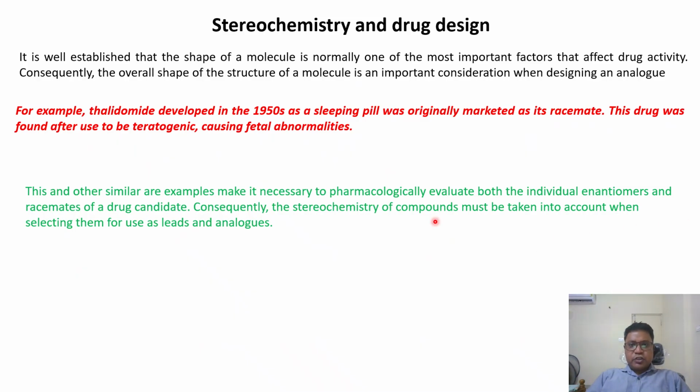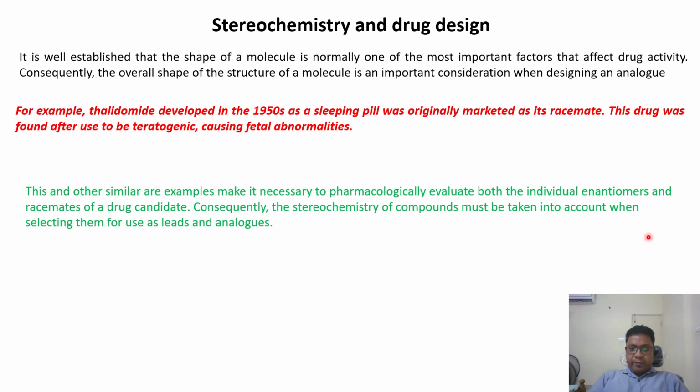Now let us discuss stereochemistry and drug design. We know chiral molecules and stereochemistry have wide application in pharmaceutical chemistry. It is well established that the shape of a molecule is normally one of the most important factors that affect drug activity. Consequently, the overall shape of the structure of a molecule is an important consideration when designing an analog. For example, thalidomide. This is the classic case of a chiral drug molecule developed in the 1950s as a sleeping pill, originally marketed as a racemate mixture, not the enantiopure form. That drug was found to be teratogenic, causing fetal abnormalities.